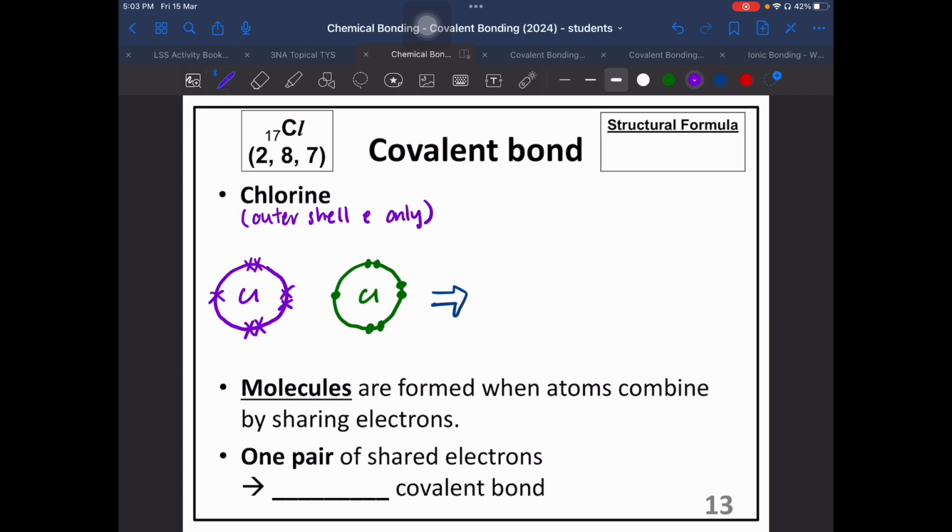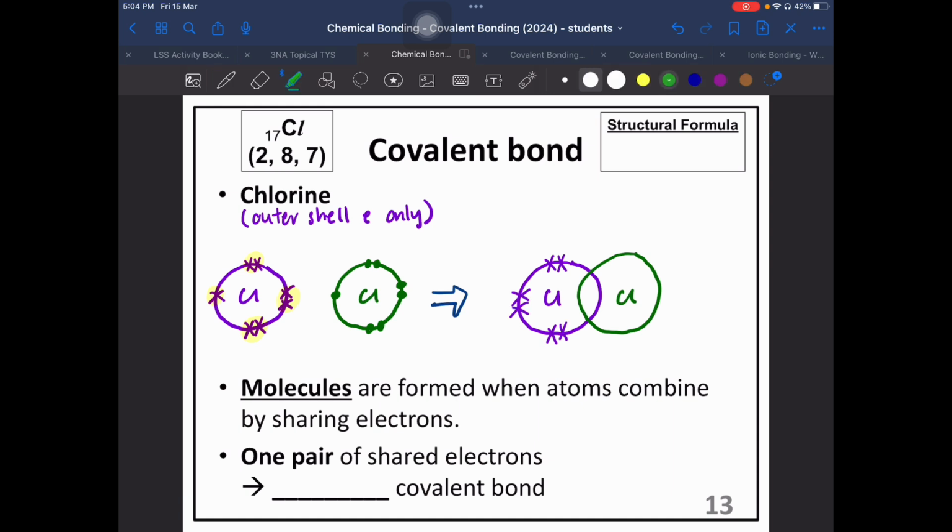Now the purple chlorine, we're trying to share with the green chlorine, and they share by overlapping their electron shell, right? And in this case, the outer shell electron. What happens now is the initial electrons that was there, so I'm going to use a yellow highlighter to highlight the original, the OG electrons on the purple chlorine, will still stay there. So I have 1, 2, 3, 4, 5, 6.